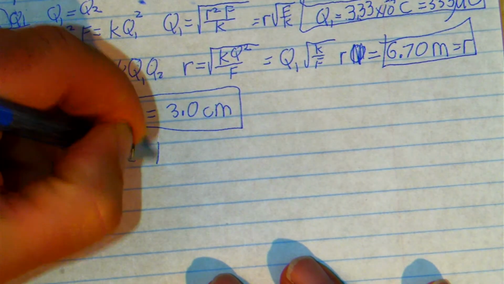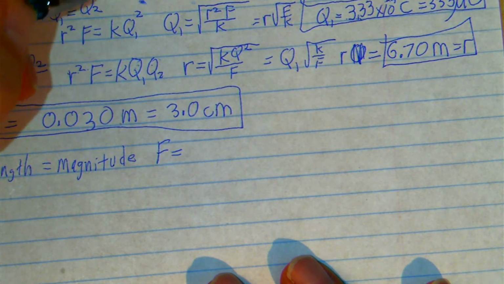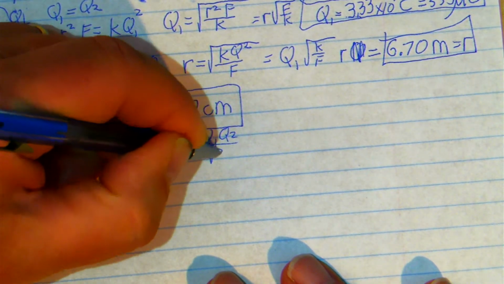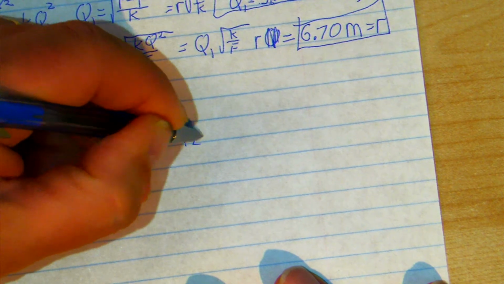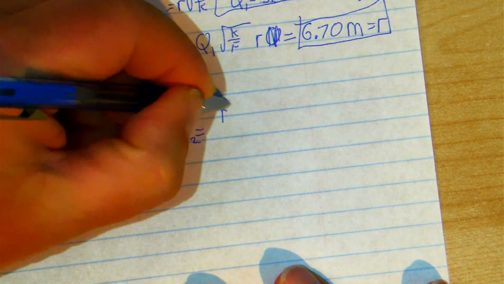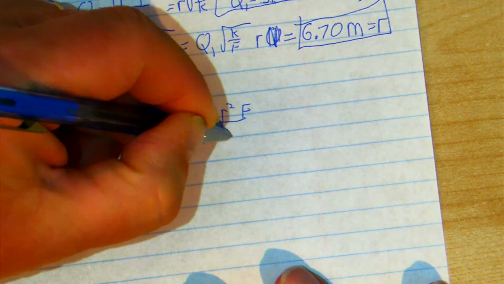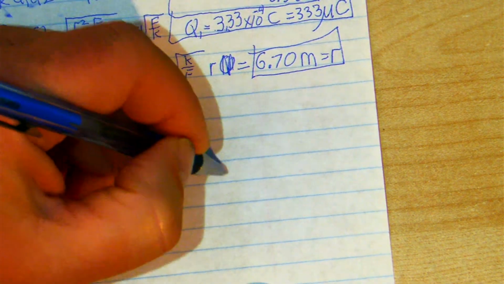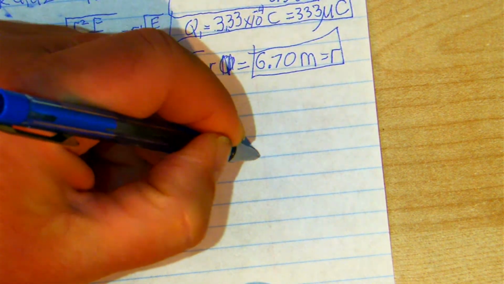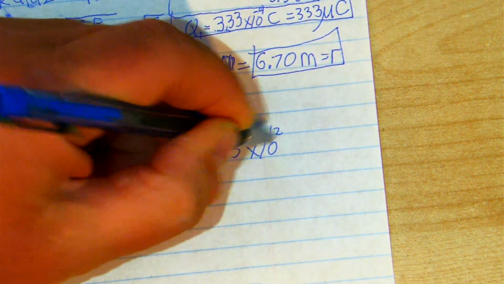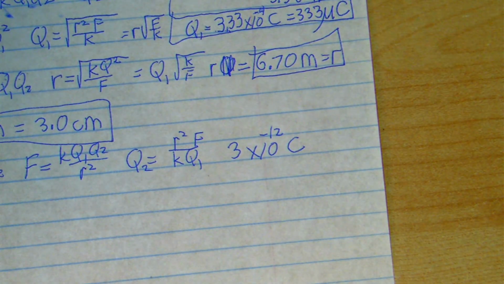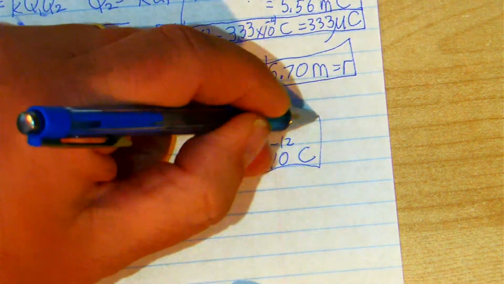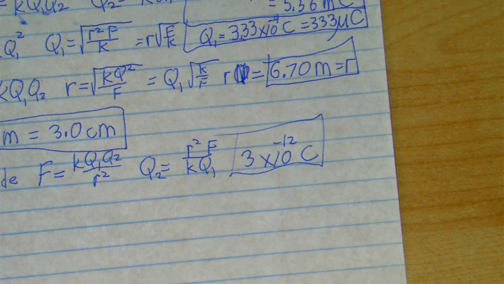I don't know if I should bother doing this, but you're solving for Q2. F is equal to K Q1 Q2 over R squared. So Q2 is equal to R squared F divided by K divided by Q1. And we get a value of 3 times 10 to the negative 12th power coulombs. And I'm just leaving this one at 1 sig fig for here because it's time to end this debrief.